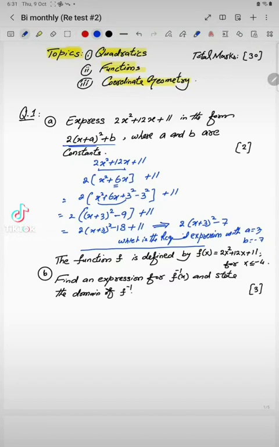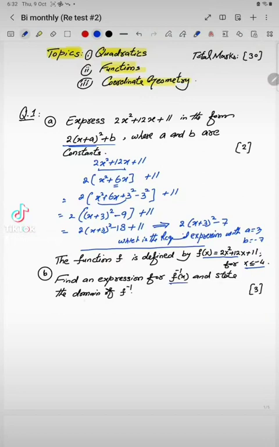Second part of this question: the function f is defined by the same expression, where the given domain is x less than or equal to minus 4. Same expression in terms of a function, what we have done in part A. Find an expression for f inverse and state the domain of f inverse.